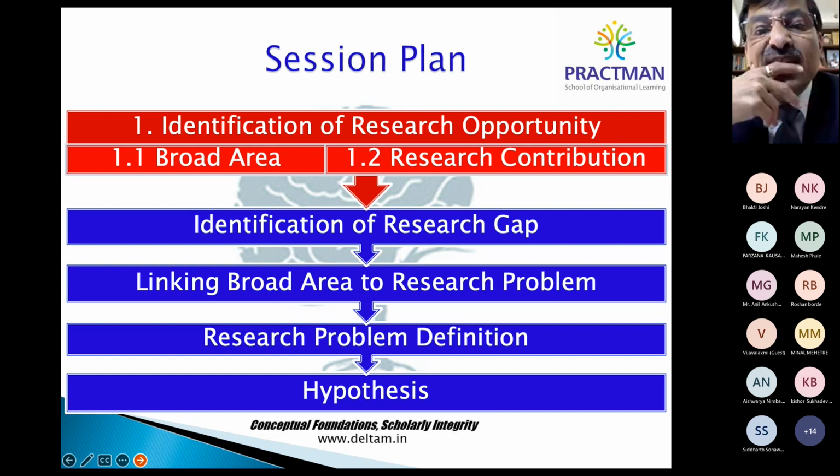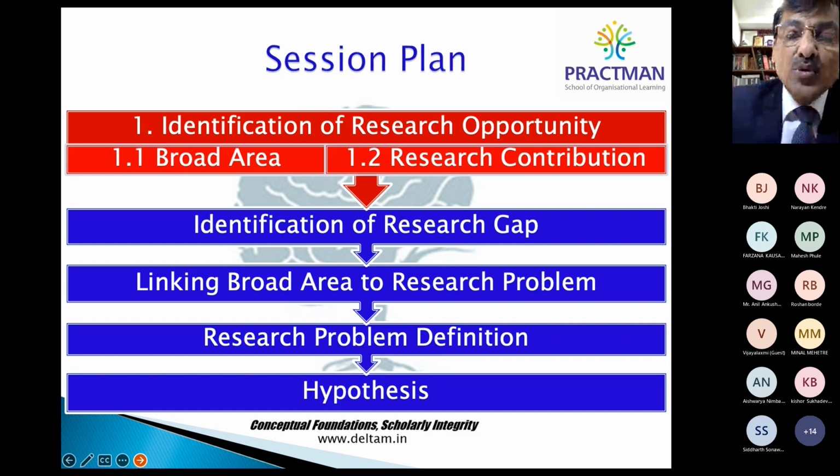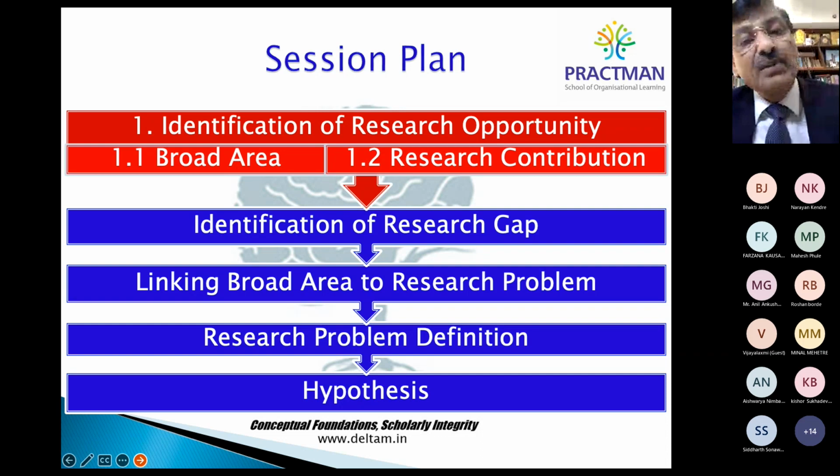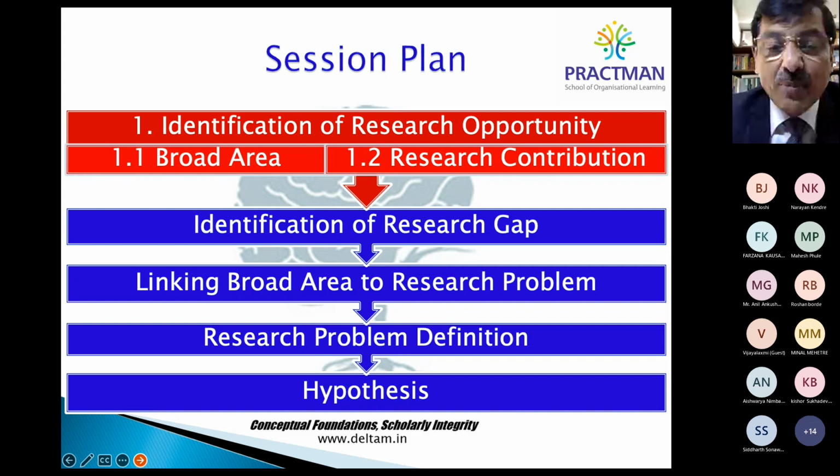When you go for your PhD, one of the important criteria when the research and recognition committee approves your topic for PhD, one of the most important criteria that we keep in mind is whether your research is making contribution to the body of knowledge or not. So that is the first point, identification of research opportunity, which is a part of research problem formulation.